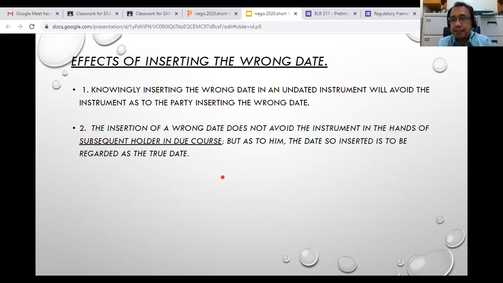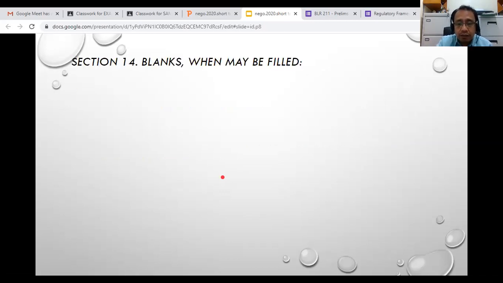Because ang sinasabi sa Section 13, the insertion of a wrong date will not render the instrument void if the subsequent transferee, the subsequent holder of the instrument, is a holder in due course. But if it's a holder not in due course, well, void pa rin yung instrument. Okay? Now, siguro, ano ba ang ibig sabihin ng holder in due course? Who is a holder in due course?